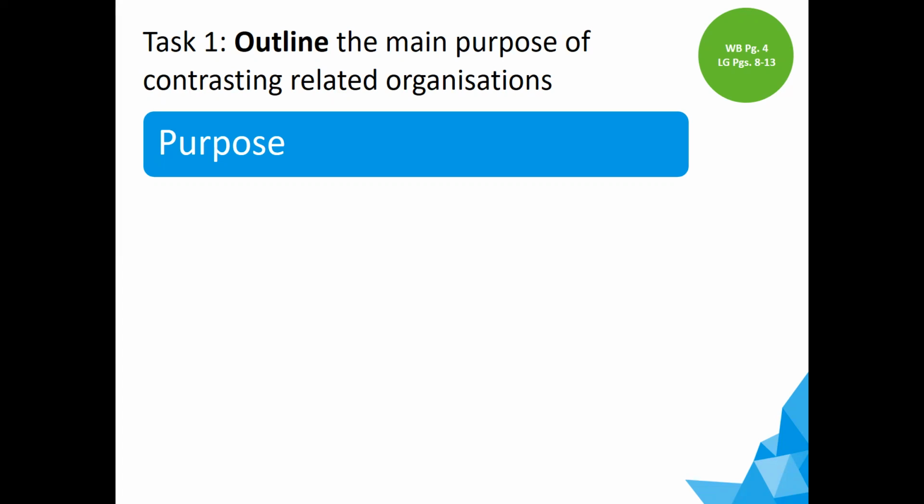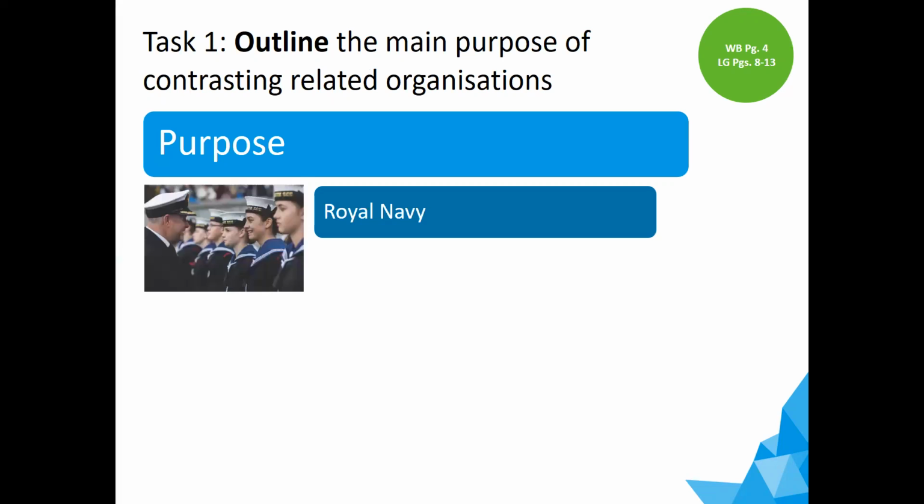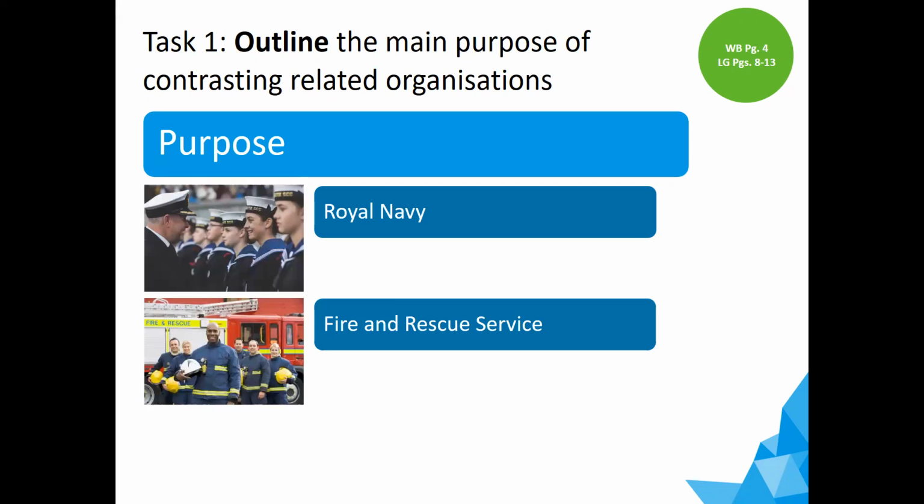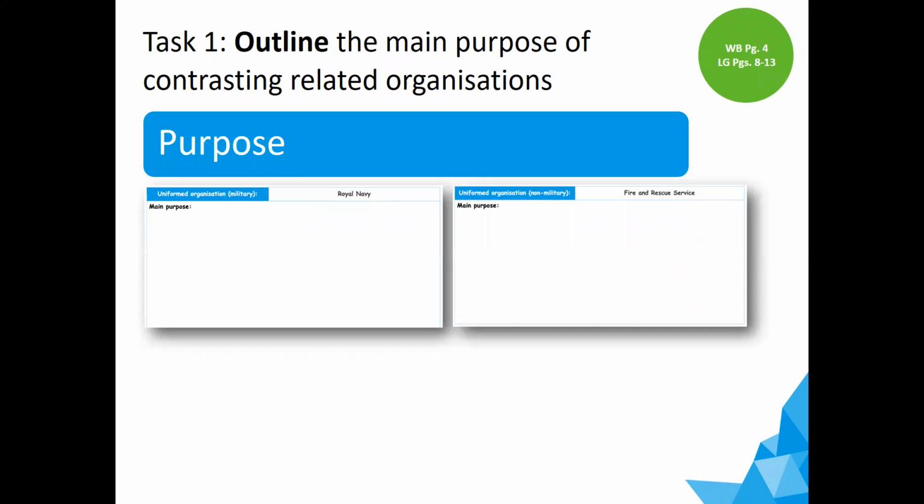You are asked to look into 2 uniformed organisations, one military, in this case the Royal Navy, and one non-military, the Fire and Rescue Service. Once you've undertaken the required research in your learning guide, the answers can be detailed in the workbook in the spaces provided. Press pause now so that you can complete this task in your workbook.